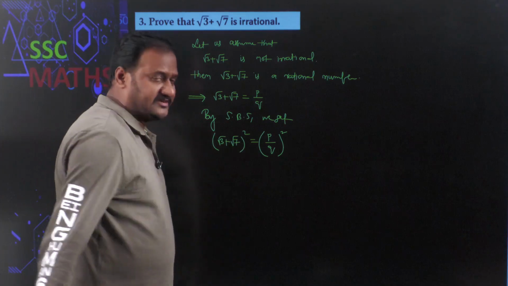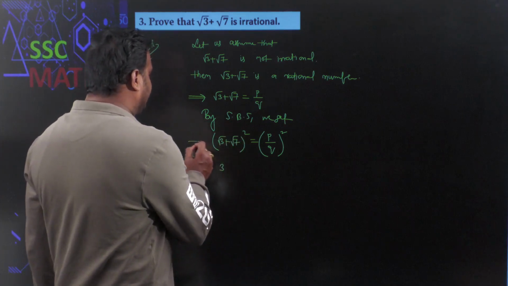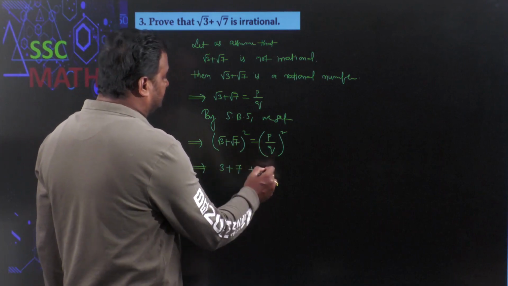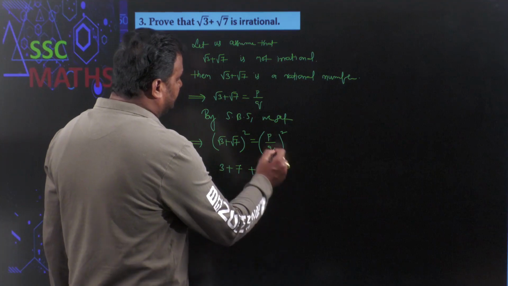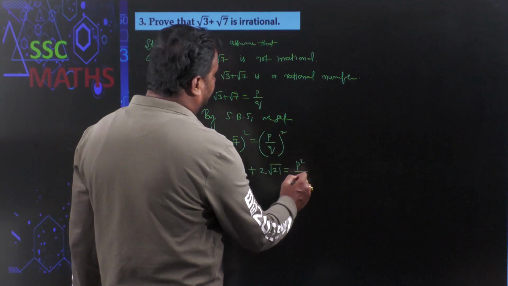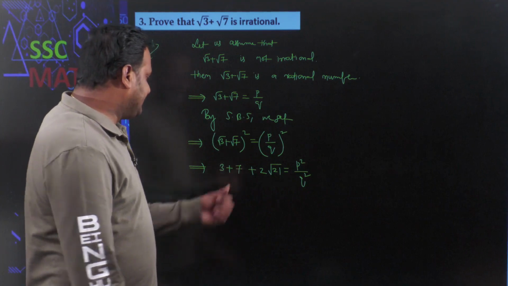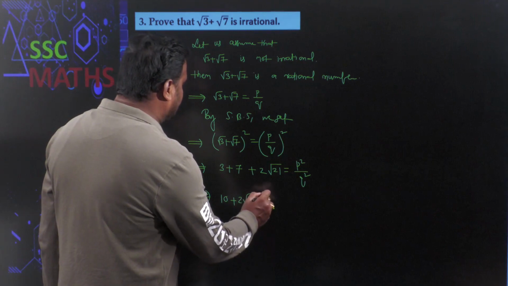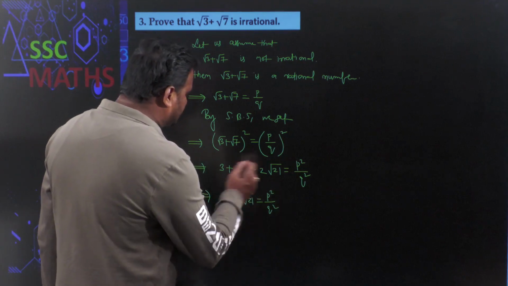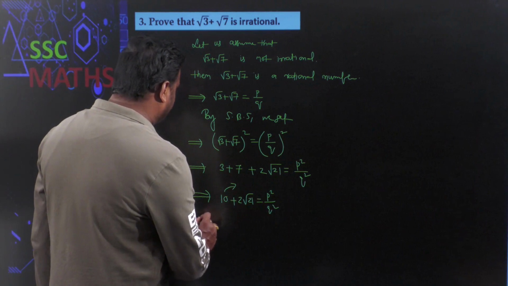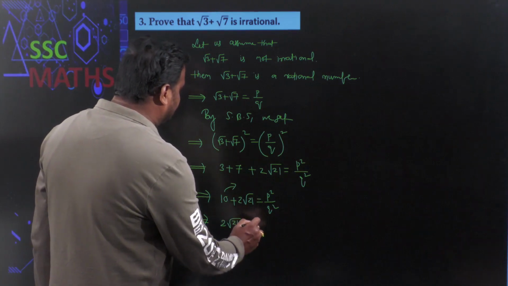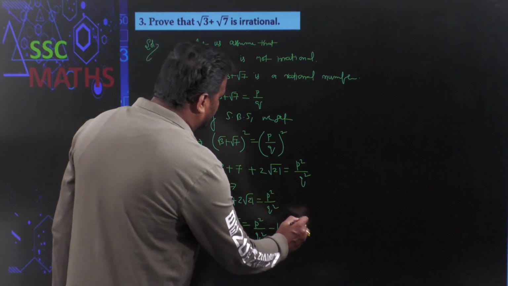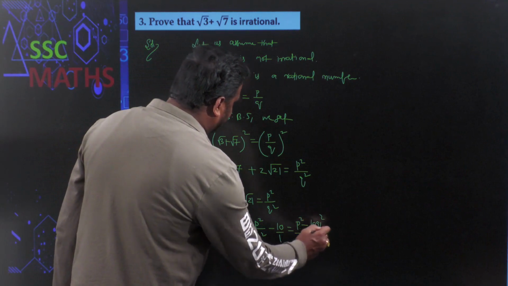So what is root 3 plus root 7 whole square? Root 3 whole square is equal to 3. Root 7 whole square is equal to 7. Plus 2 into root 3 into root 7, 3 7s are 21, is equal to p by q whole square, which is p square by q square. Right? So 3 plus 7 is equal to 10. 10 plus 2 root 21 is equal to p square by q square. Now transpose 10 towards the right hand side. Then it would be 2 into root 21 is equal to p square by q square minus 10 by 1, which is equal to p square minus 10q square divided by q square.